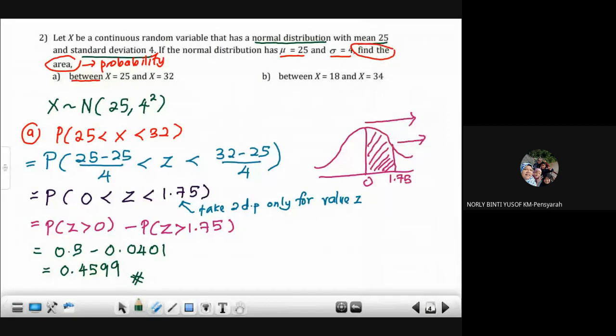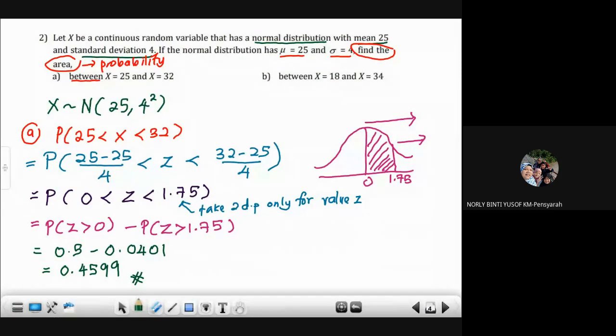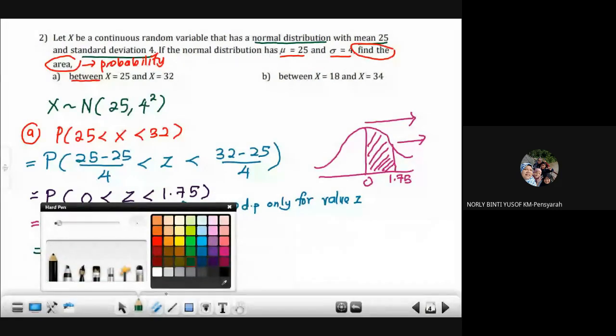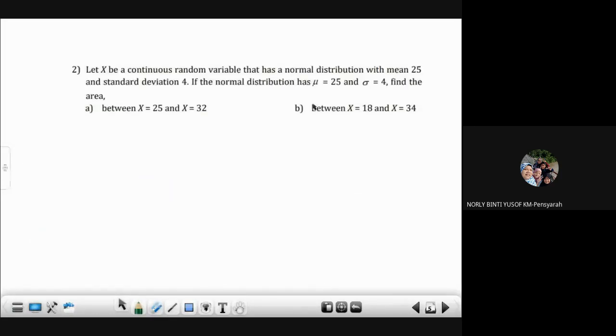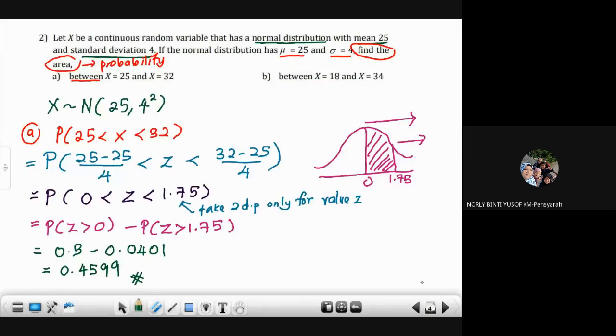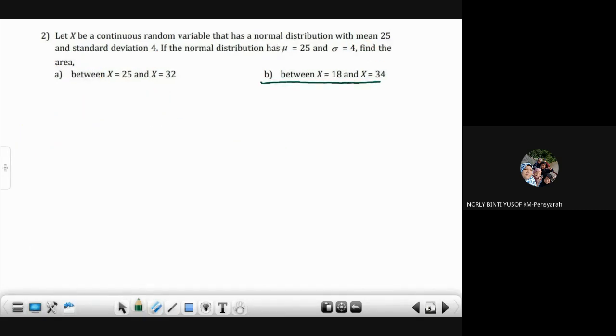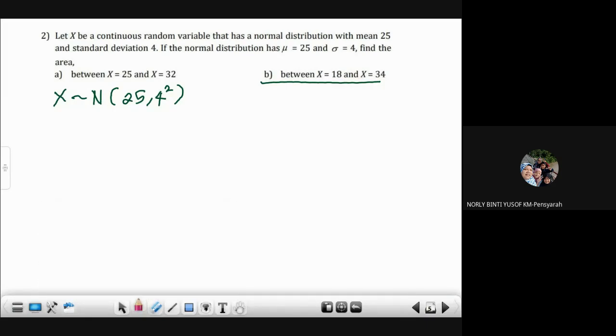Okay, so in the same question, we look at question B, between X 18 and X 34. We have already written the distribution at A, so we just use it back: 25, 4 squared. For between, it is the same. For X 18 and 34, the endpoints are not included, so for B, 18 < X < 34.